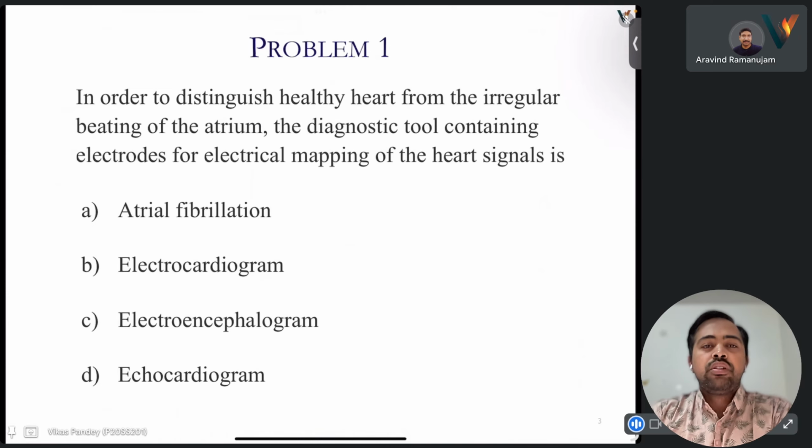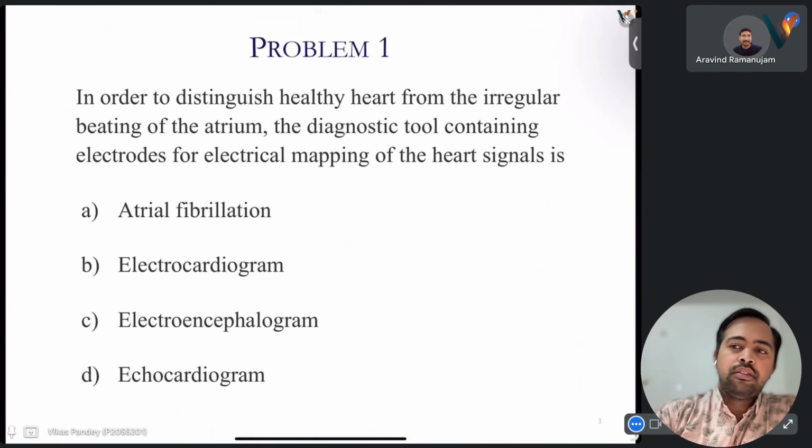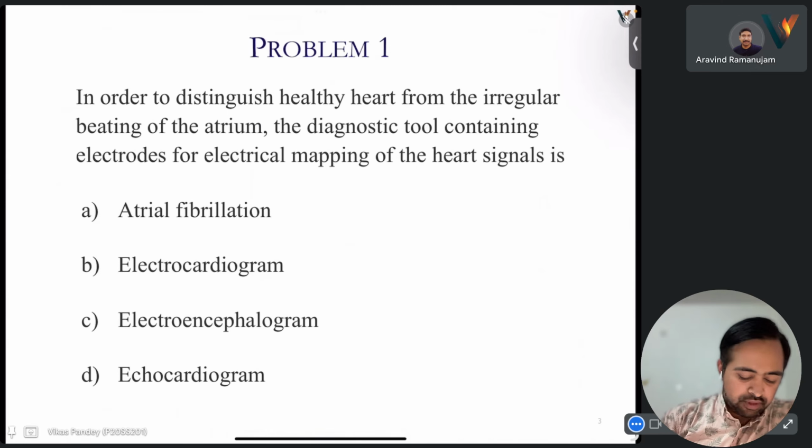In order to distinguish a healthy heart from irregular beating of the atrium, the diagnostic tool containing electrodes for electrical mapping of the heart signal is: atrial fibrillation, electrocardiogram, electroencephalogram, or echocardiogram. What should be the correct answer? It's electrocardiogram. Very right, B.